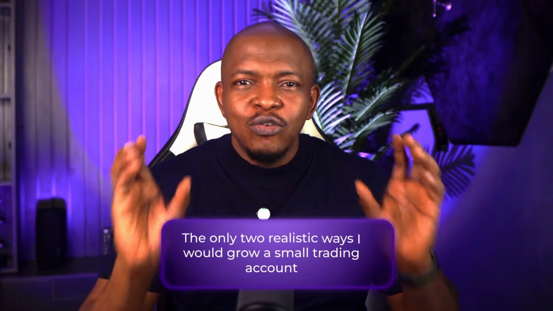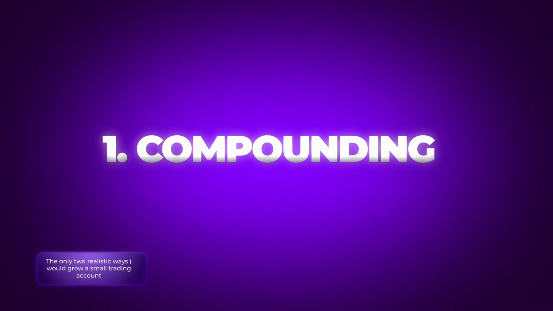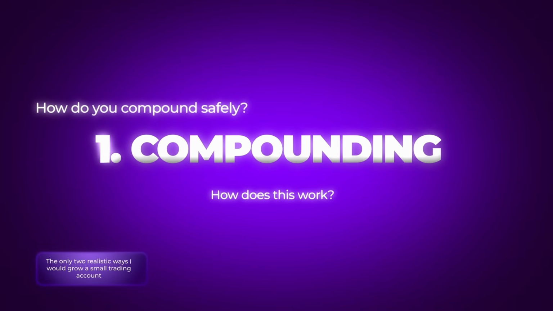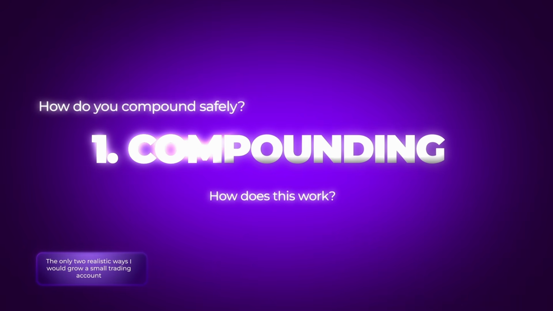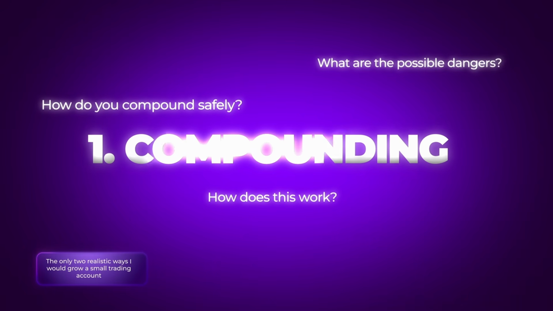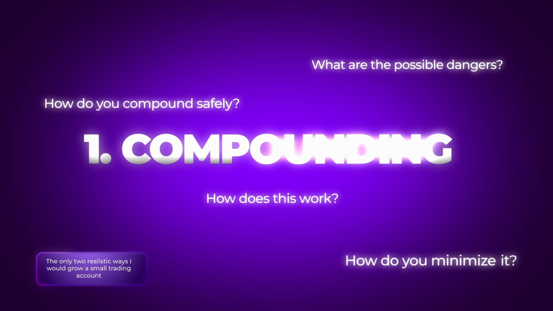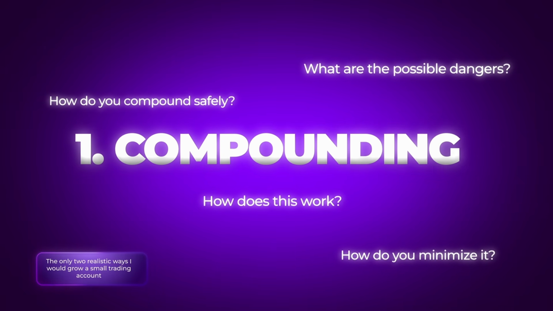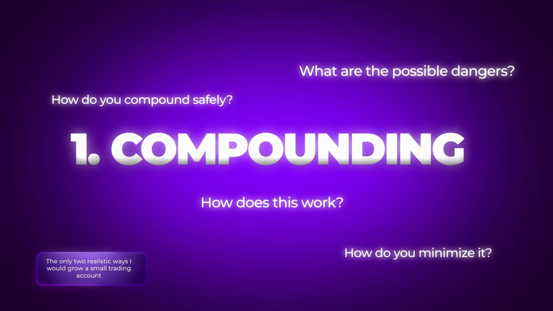Now, once you have crossed out these two things, the next thing is the path to grow a small account. The first one is compounding. How does compounding work? How do you compound safely to grow an account? What are the possible dangers with compounding? And how do you minimize those dangers? I'll be very conservative in explaining this. I will do theory first, then practicals.